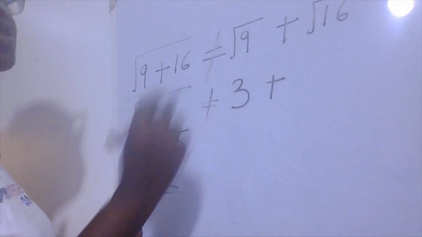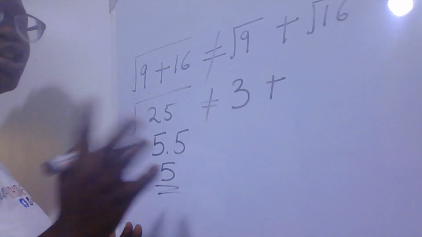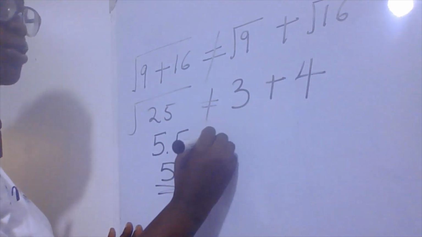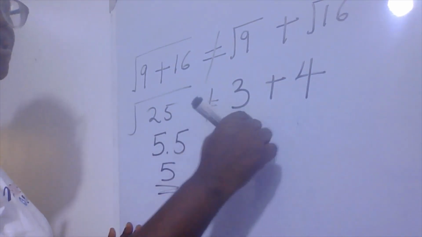Plus, what is the square root of 16? That is 4 in 2 places. 4 times 4, that is what? That is 16. So you can see that this is not equals to this.